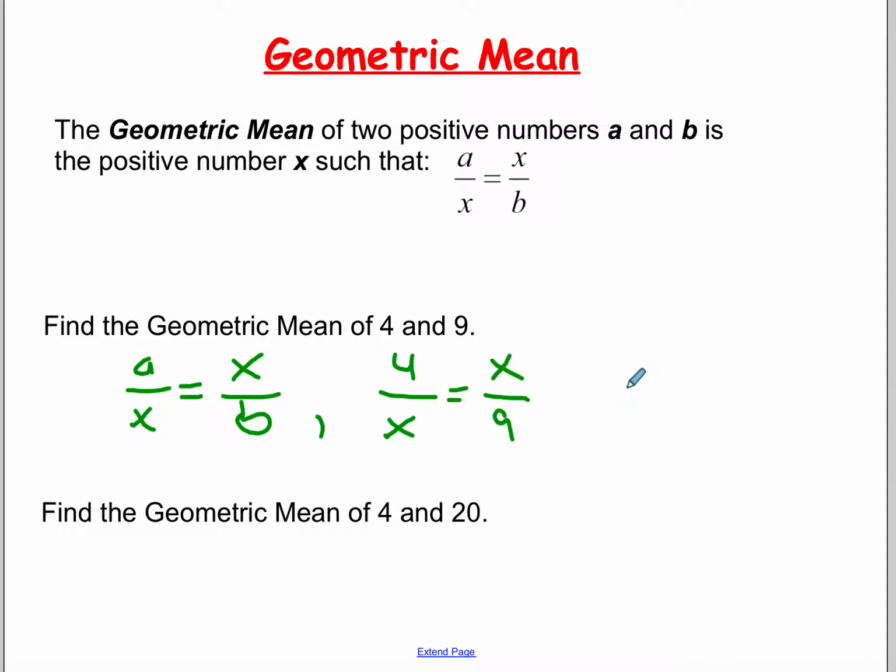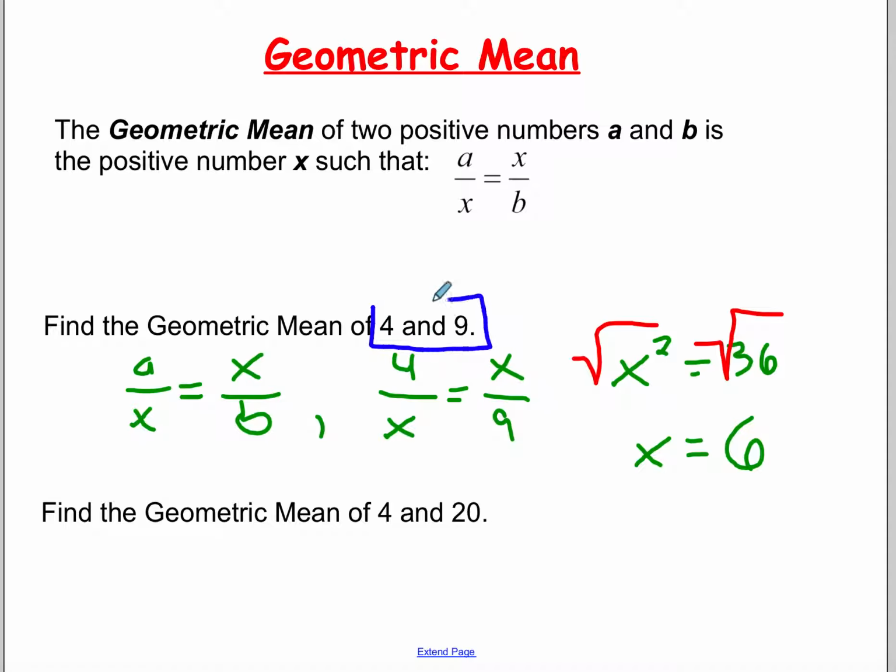And if I cross multiply this, I get x times x is x squared. 4 times 9 is 36. So I need to take the square root of both sides, and I get that x is 6. x is the geometric mean of 4 and 9. It's the average by multiplication of 4 and 9.